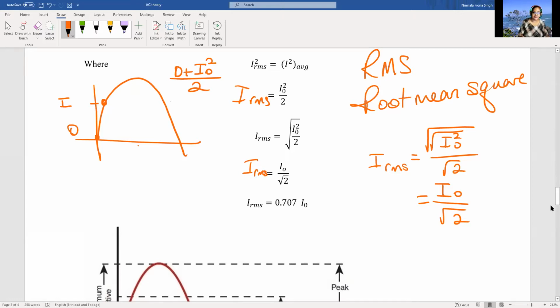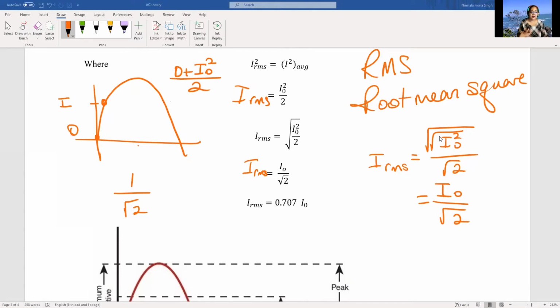Root of 2 is a constant value, because the root of any number is going to remain the same number. Go ahead and work out 1 over the square root of 2 and tell me what you get. You get 0.707. So that means root mean square, or your average I value, because you have that curve going up and down, is 0.707 of your initial or maximum value.